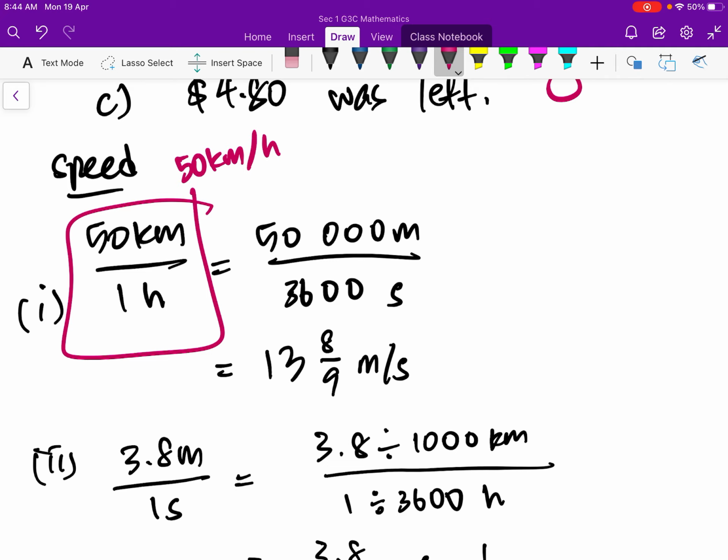So we want to write it as exact. That will result in a fraction. I am not going to accept 13.9 meters per second. No, not 13.9, because that is not accurate anymore.